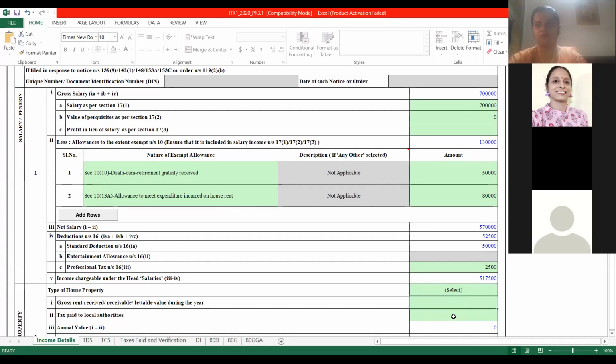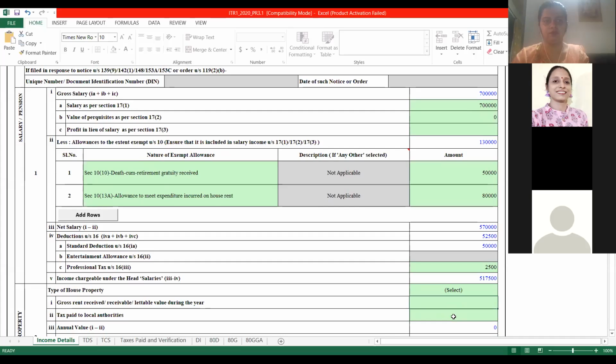Now coming to house property. House property income is divided into two categories. House property is basically of two types. Either it is self-occupied, that means you have your house and you are yourself staying in it, or it is let out.